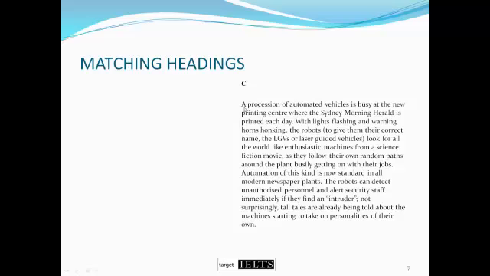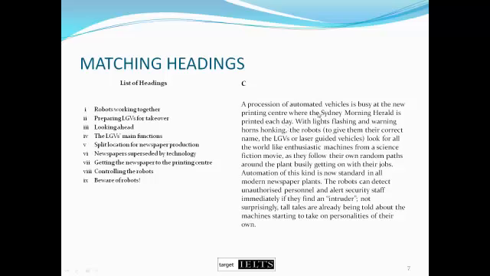The next paragraph: we have a procession of automated vehicles busy at the new printing center where the Sydney Morning Herald Sun is printed each day. With lights flashing and warning horns honking, the robots, to give them their correct name, the LGVs or laser guided vehicles, look for all the world like enthusiastic machines from a science fiction movie as they move on their own random paths around the plant, busily getting on with their jobs.